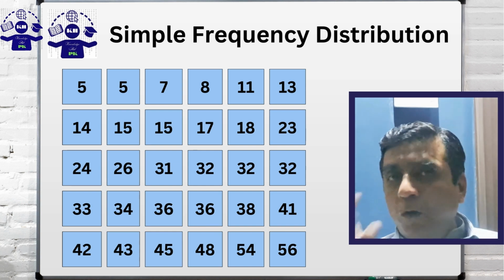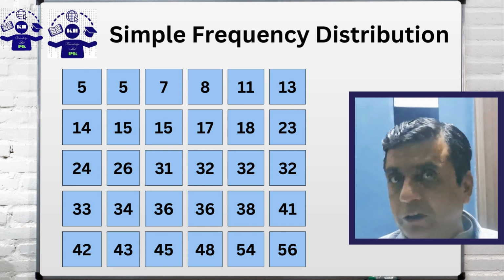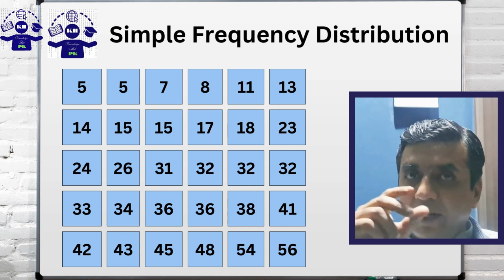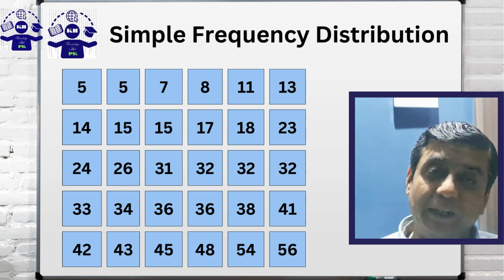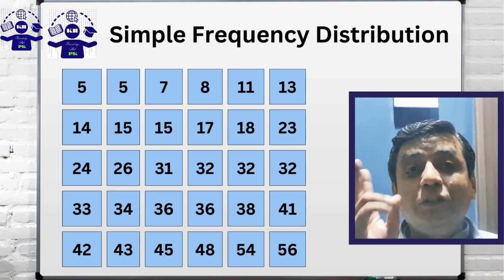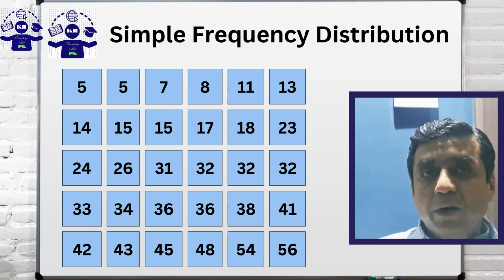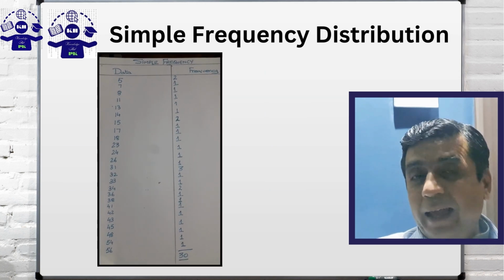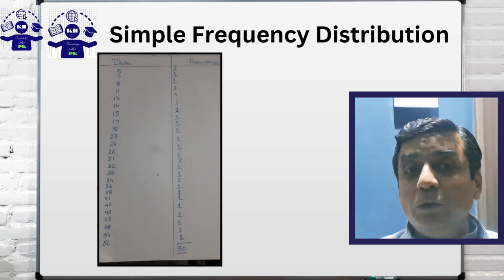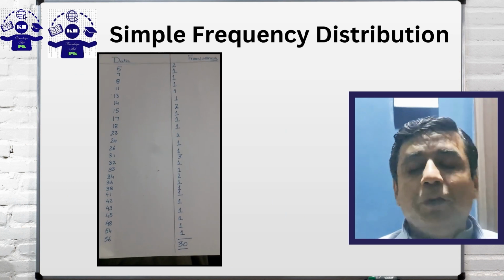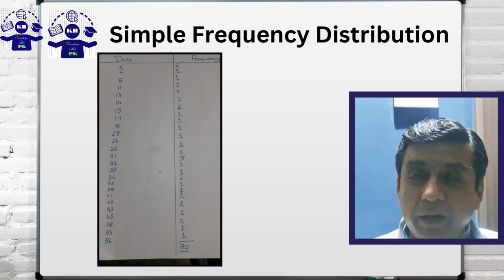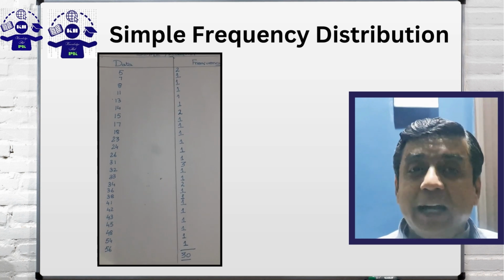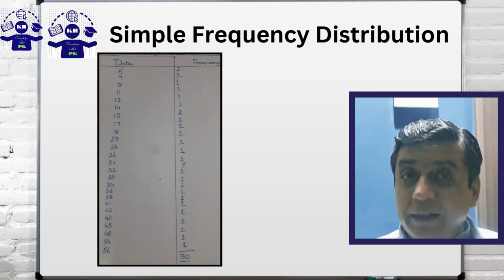Now from this chart, I'm going to develop a table. It's going to be a table in which there are going to be 2 columns. One column will be related to data and the other column will be related to the frequency of data. Now, frequency refers to what? Frequency is the occurrence of each data element that is appearing in this data set.